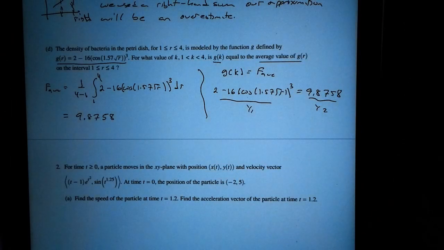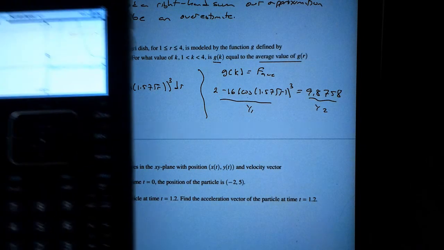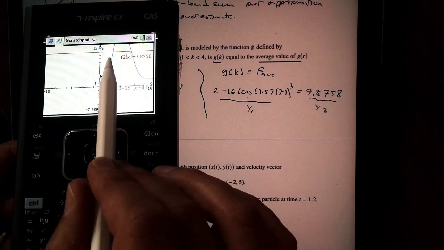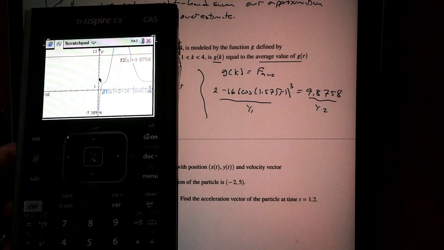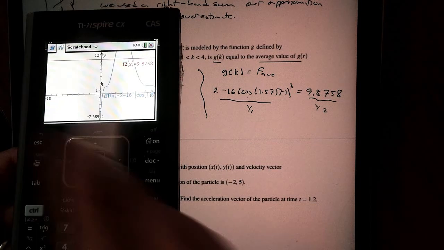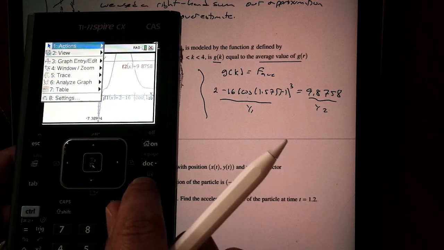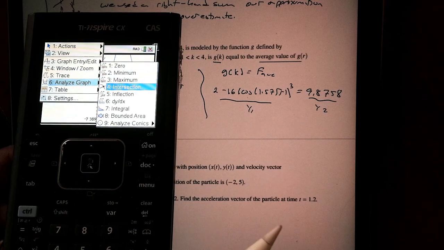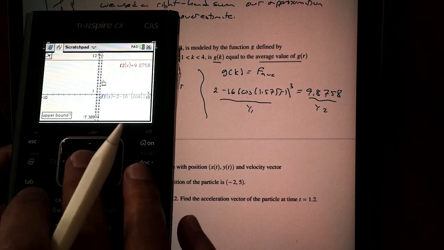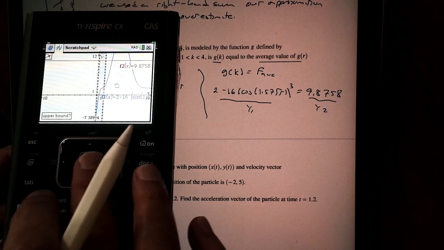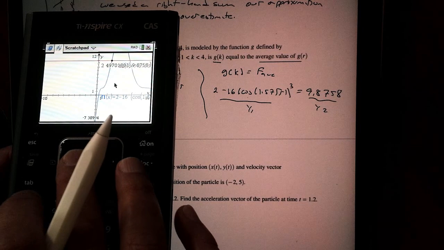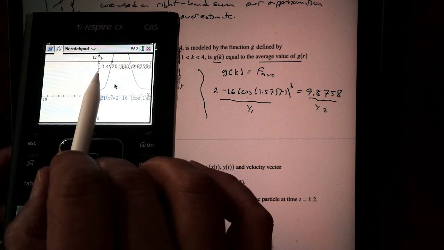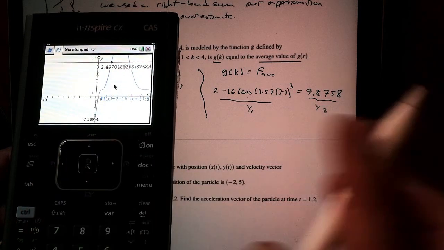Now, it has two answers. Sorry about that. We have two answers, but we're only going to pick the one because of our domain restriction here. So, analyze graph. I'm looking for the intersection. I guess I would hit lower bound. There we go. And I get 2.497, and that's what we're going to use.